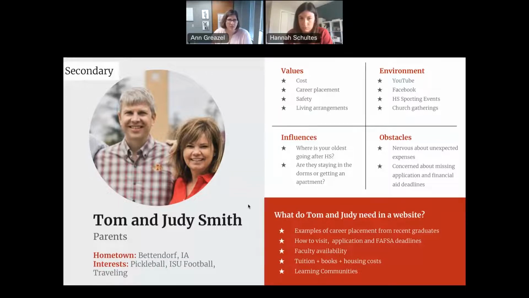What's it going to cost? So these are generic in terms of tuition, books, and housing costs. They are going to want to know that information, and they need to be able to get to that information from your department website.